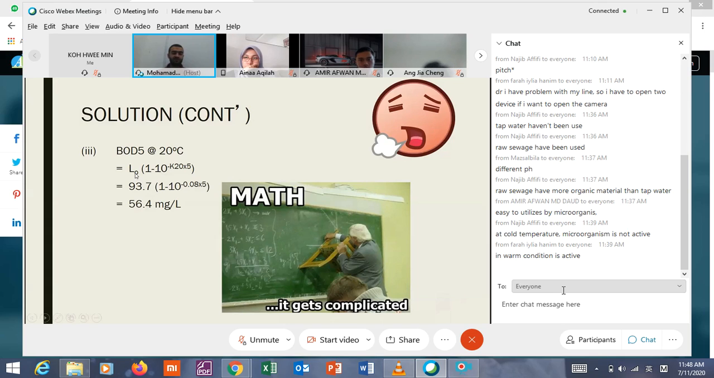As we already have the L naught for this wastewater, we can calculate any value of BOD. Now, if we change the temperature, is this L naught going to change? For example, if we measure the BOD at 28 degrees Celsius, is it going to change the L naught, or will the L naught remain the same?